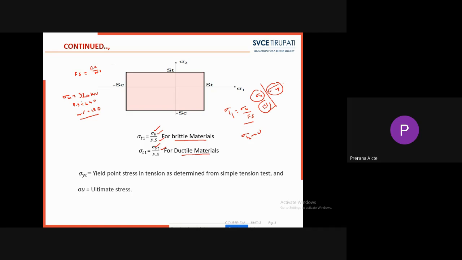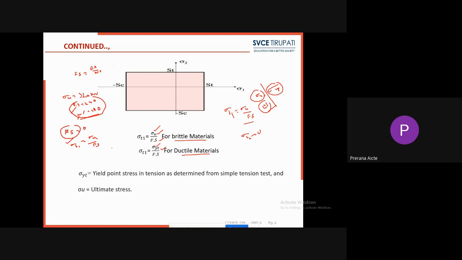In that problem, they will indirectly ask you to first calculate the factor of safety. Sometimes they give the direct value, or if they don't, the factor of safety is equal to design stress by working stress, or ultimate stress by working stress. Please remember. So they give the design stress and working stress; based on these two values, first calculate the factor of safety. Then sigma T1 is equal to sigma U, the ultimate stress, divided by the factor of safety. Substitute the values and calculate the sigma T1 value.